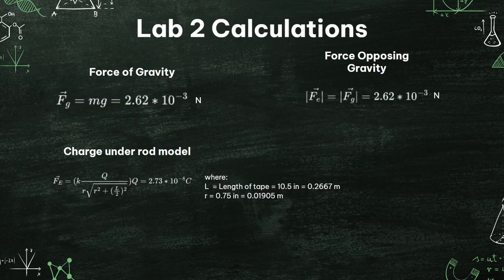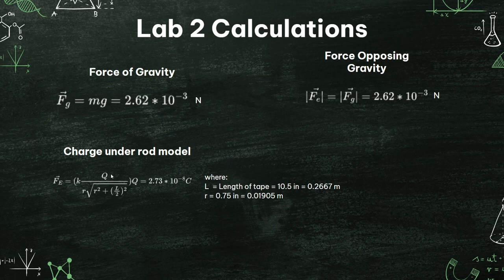Now in Lab 2, we also had to calculate that force of gravity, which we found to be 2.62 times 10 to the negative 3rd newtons. And once we had that force of gravity, we could set it equal to the force opposing gravity, or the electric force in this case, which would also have the same value, since they would be forces in equal but opposite directions.